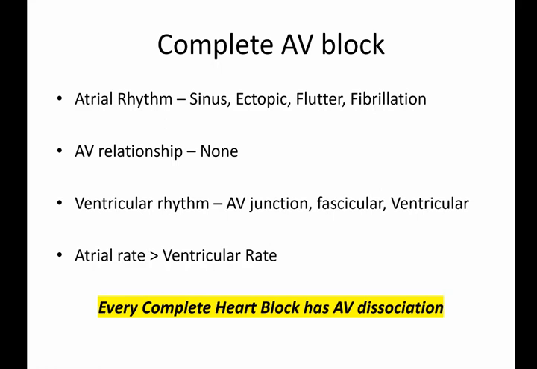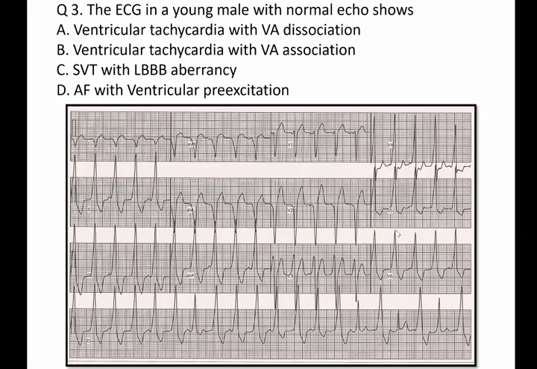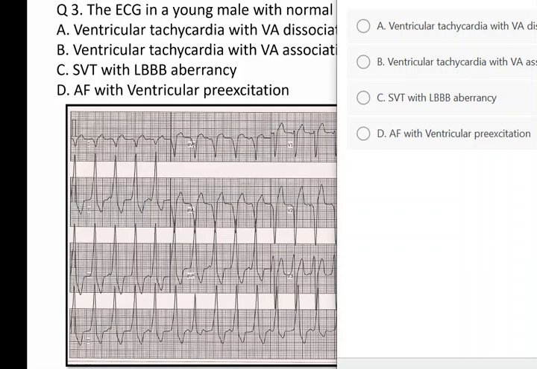Now let's look at another example. This is an ECG in a young male with a structurally normal heart. The choices are: A, ventricular tachycardia with VA dissociation; B, ventricular tachycardia with VA association; C, SVT with left bundle branch aberrancy; and D, AF with ventricular pre-excitation.